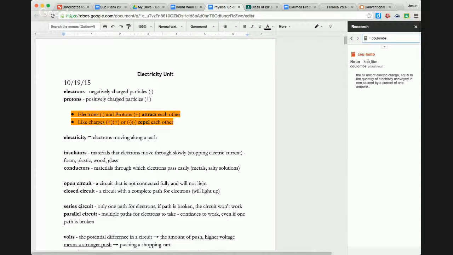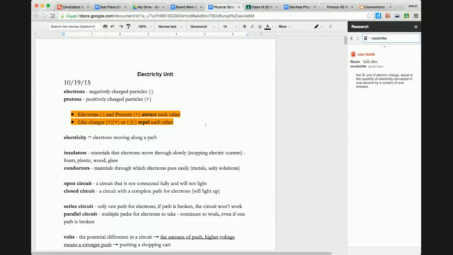So we can start with electrons, which are negatively charged particles. Protons are positively charged particles. We talked about this in our first experiment with the balloons, and we charged up a balloon by rubbing it up against a shirt. That added some electrons to the balloon, and because opposites attract, the balloon, because it had an excess of electrons, was attracted to all the positive charges in the wall, and it stuck to the wall.